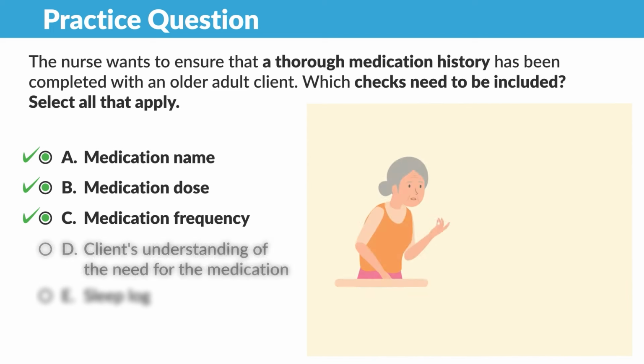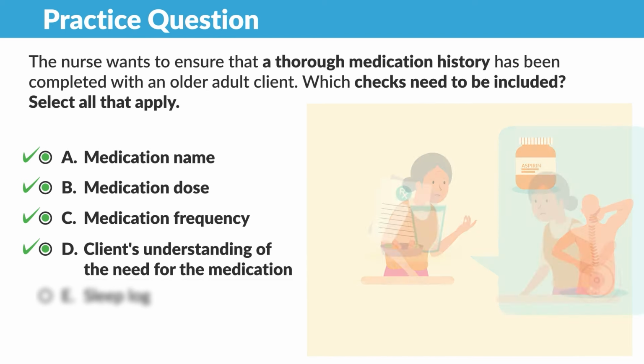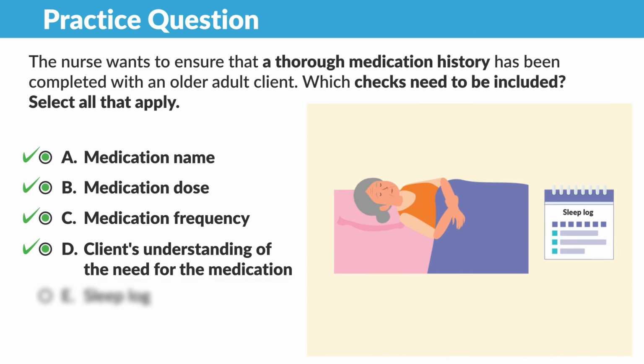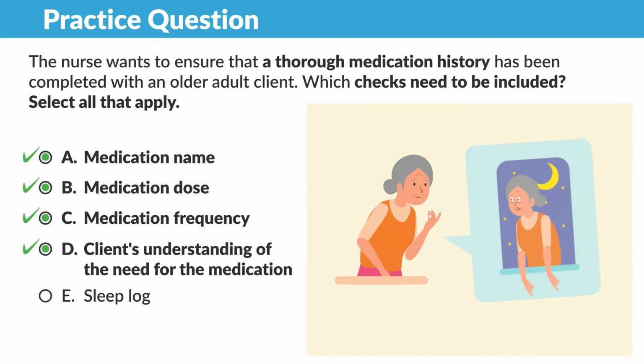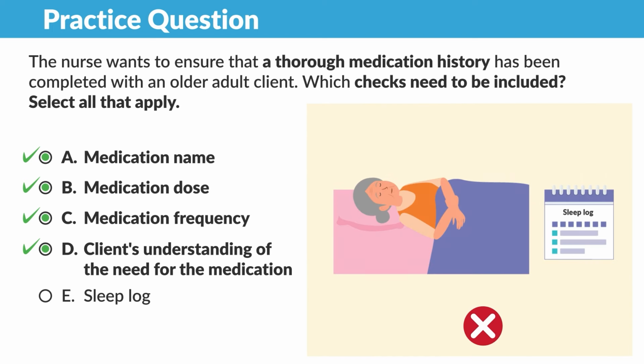How about the next option? The client's understanding of the need for the medication. Yes, of course. Clients should always understand why they're taking the medication so they can keep on taking it and really have better outcomes. Now, the last one is a sleep log. Think about that. No, this one is incorrect. The client should be instructed to complete a sleep log if they have an identified problem here, but it's not really for medication reconciliation here.